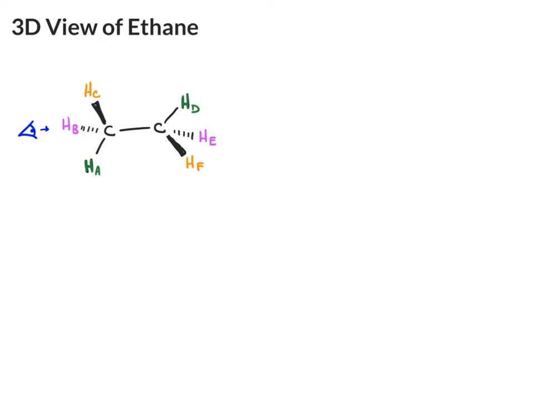And if you were looking at it in this direction with reference to your viewpoint, this carbon is going to be the front carbon. This carbon is going to be the back carbon. What we're going to do is draw this in a different form that's called a Newman projection. Here's how we draw the Newman projection.